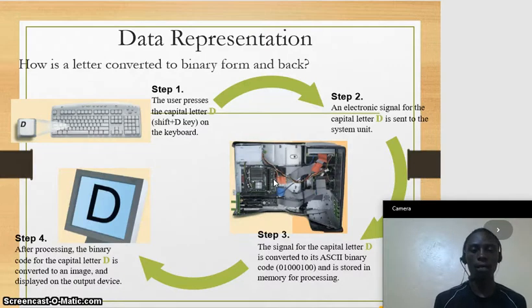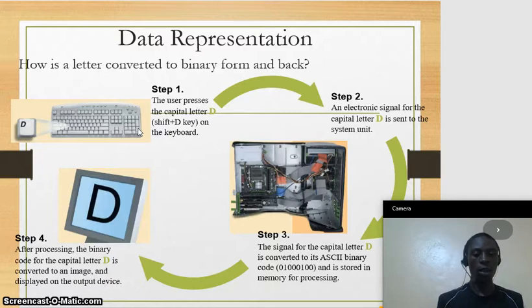So for example, we have our keyboard here. Step 1 is the user presses the capital D, the button or the letter D, on the keyboard. That letter becomes a signal sent somewhere. Step 2 is an electronic signal for the capital letter D is sent to the system unit.